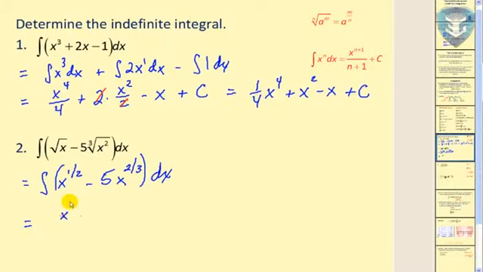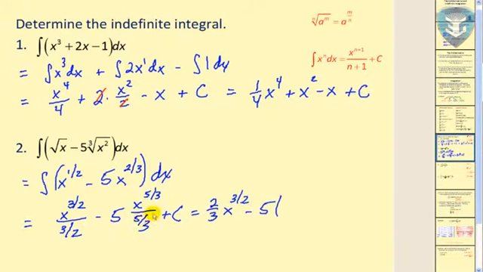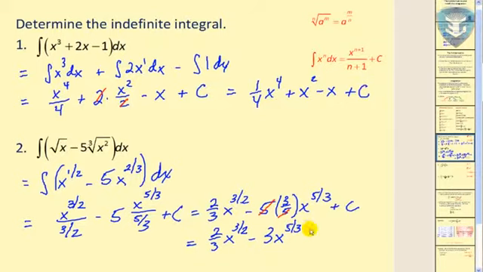So I'm going to add 1 to 1/2, that would be 3/2, and then divide by the new exponent, minus 5 times the antiderivative of x to the 2/3 power. Well, if I add 1 to 2/3, I'd have 5/3, and then divide by 5/3, plus c. Remember, a fraction bar is a division symbol, so dividing by 3/2 is the same as multiplying by 2/3. So in the second term, instead of dividing by 5/3, we'll multiply by 3/5 and simplify where we can. This 5 and this 5 will simplify. So our antiderivative would be 2/3 x to the power of 3/2 minus 3x to the 5/3 power plus c.